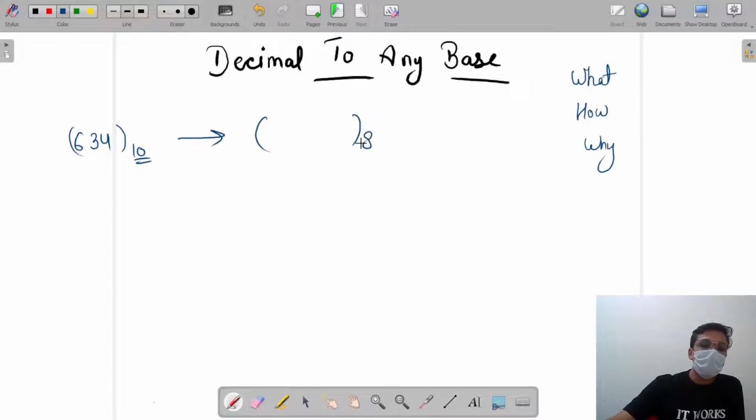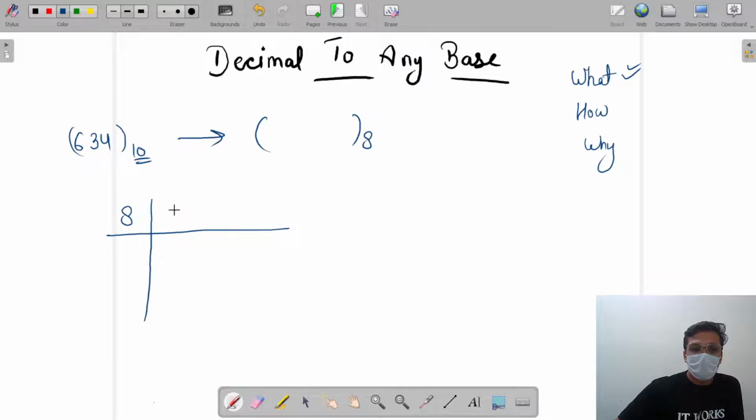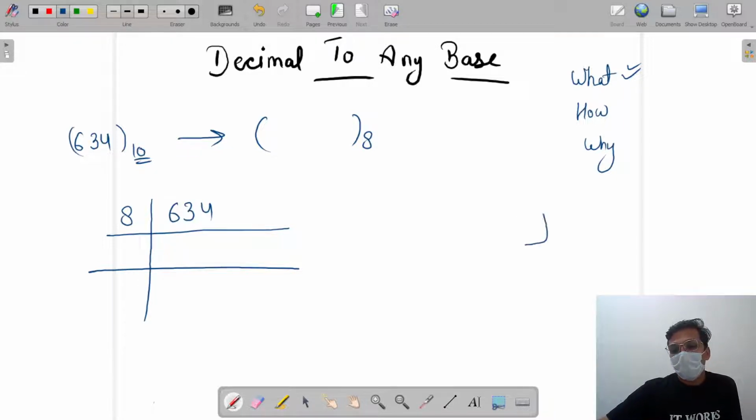What we are going to do here is divide this number repetitively by 8 until this number becomes 0. So that is what we are going to do here. Let's see how we are going to do this. Now we are going to divide this number by 8 and extract its remainder.